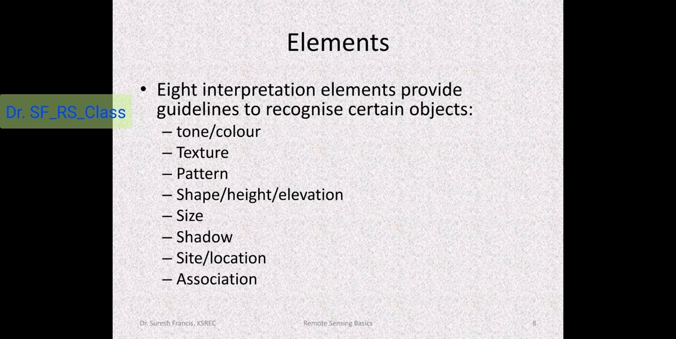So let us see some interpretation elements, including tone or color. The tone or color of the image will help us to identify objects. Some color, that means if it is an infrared image or a false color composite, you will be able to identify the vegetation in red color.